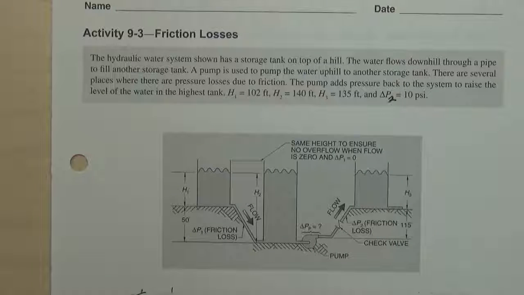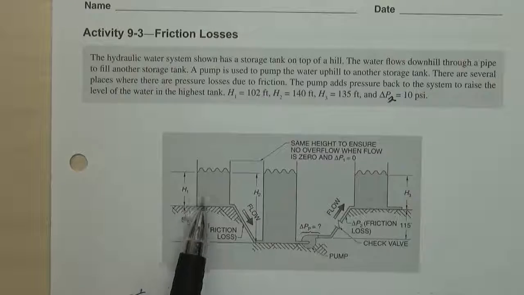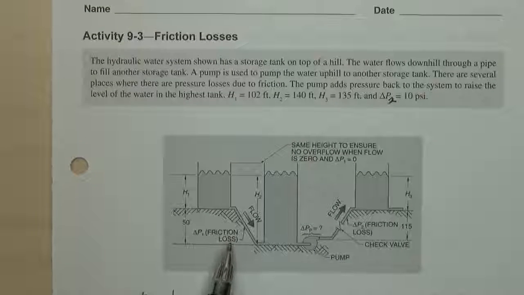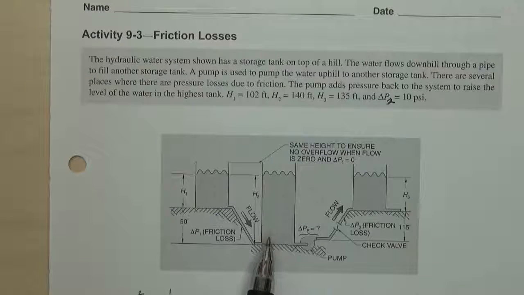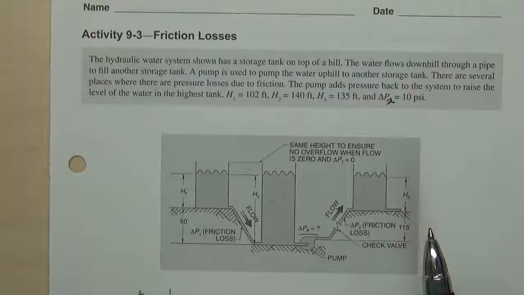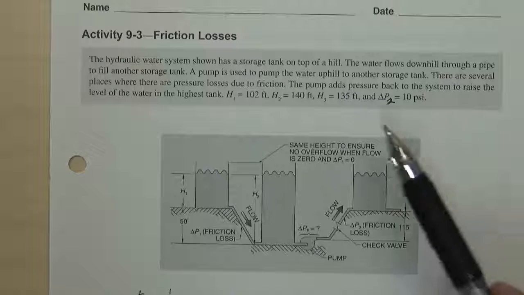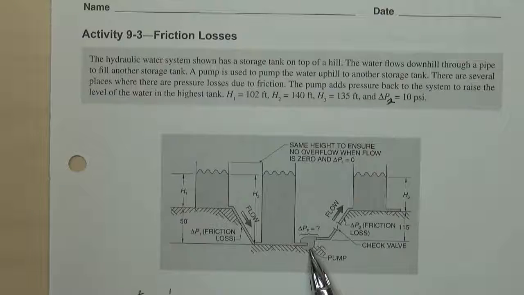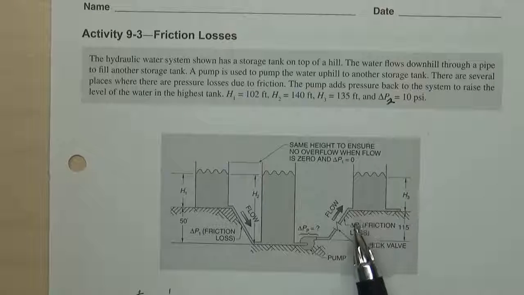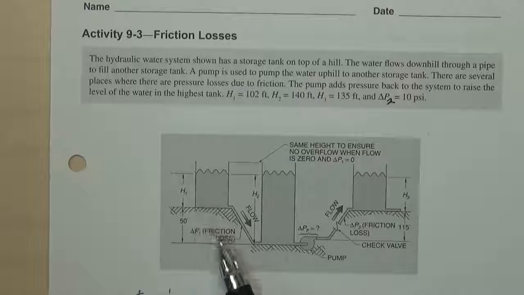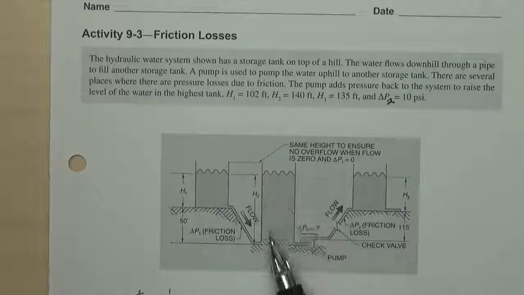The hydraulic water system shown has a storage tank on top of the hill. Water flows downhill through a pipe to fill another storage tank. A pump is used to pump the water uphill to another storage tank. There are several places where there are pressure losses due to friction. The pump adds pressure back to the system to raise the level of water in the highest tank. And they give us H1, 102 feet, H2, 140 feet, and then H3.